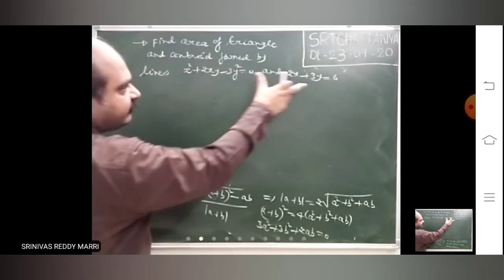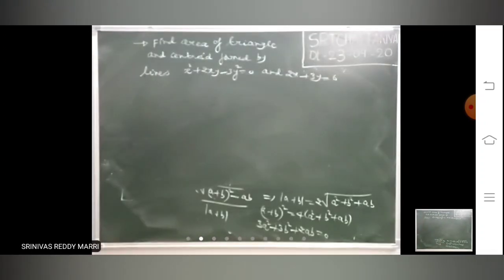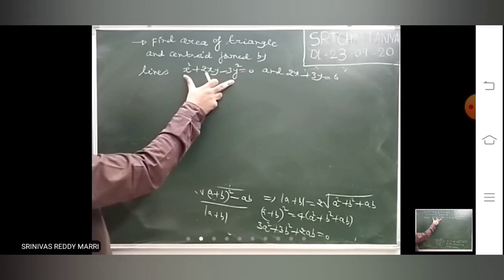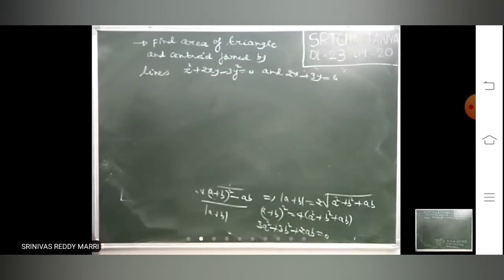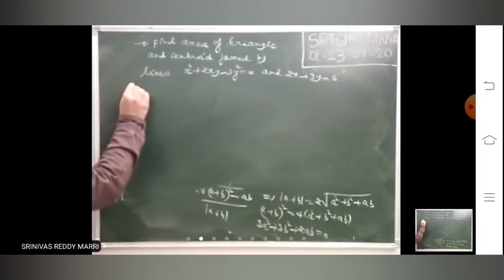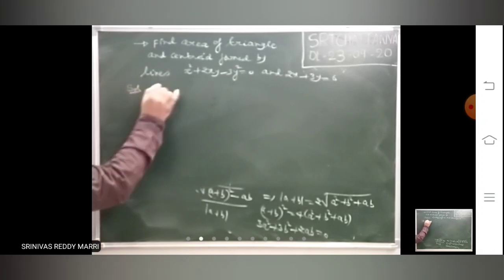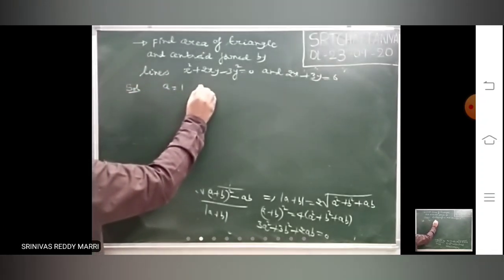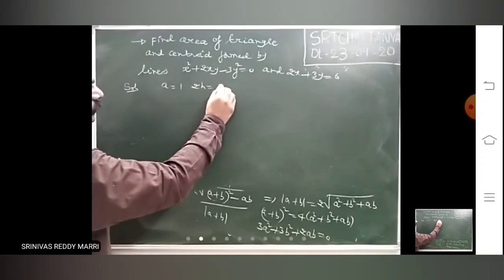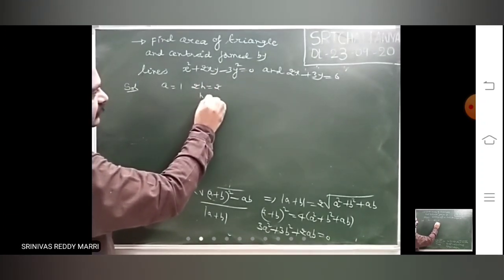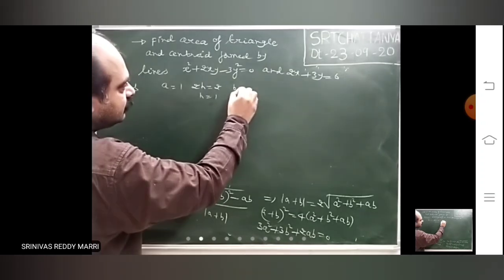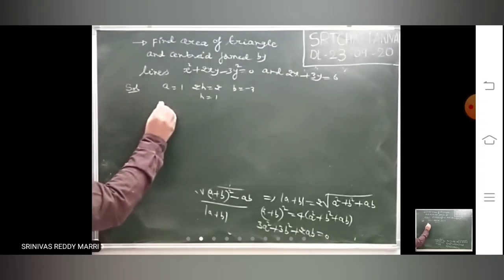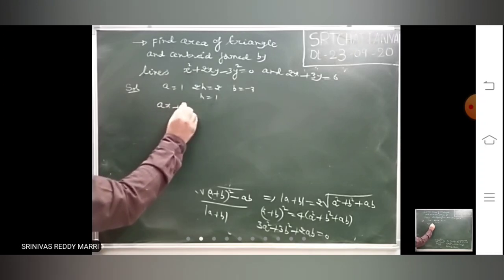There will be two lines here and one line. Right? For forming a triangle, three lines are necessary. So these are two lines and one line. Right? So therefore, let us find the lines represented by this. a equal to 1, 2h equal to 2, that means h equal to 1. b equal to minus 3. Whenever this pair is given, find the lines by using the formula.